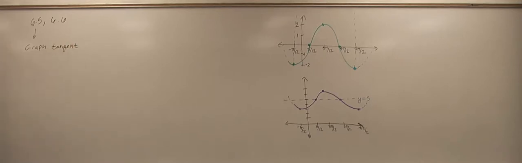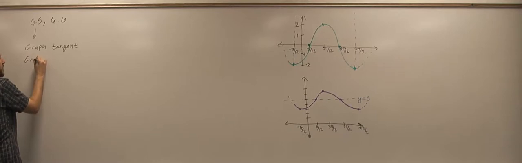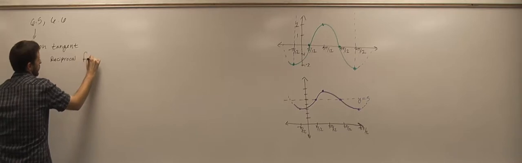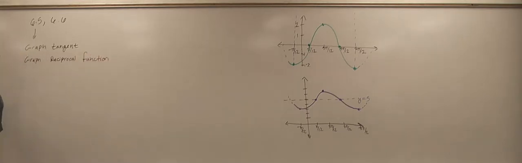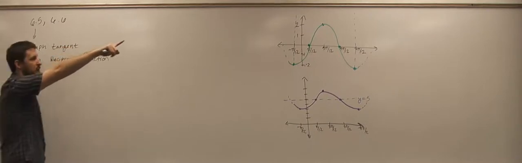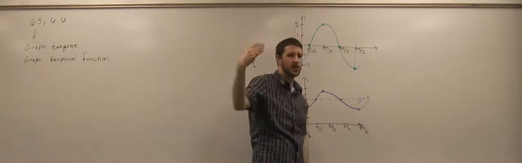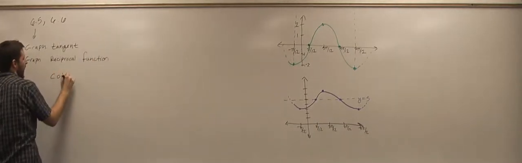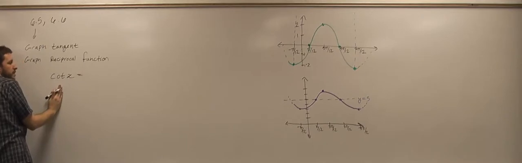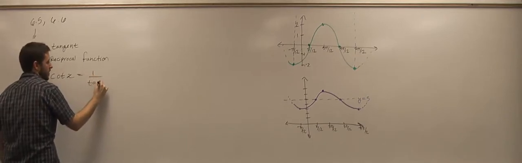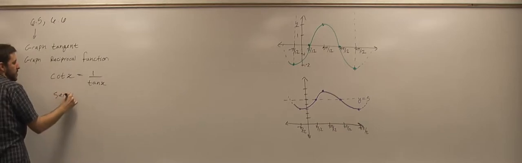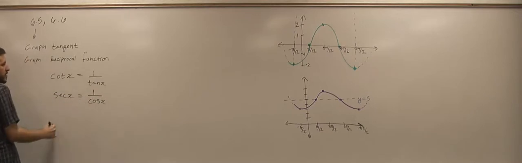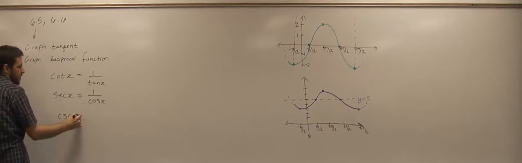I'll just get to start today. And then we're going to learn, in general, how to graph a reciprocal function. Because if you remember, those three functions, cotangent, secant, cosecant, are all reciprocals of something else. Cotangent of x, what's cotangent the reciprocal of? Tangent. It's 1 over tangent. What about secant? What's secant the reciprocal of? It's 1 over cosine. So secant is the reciprocal of cosine. And then cosecant, 1 over sine.